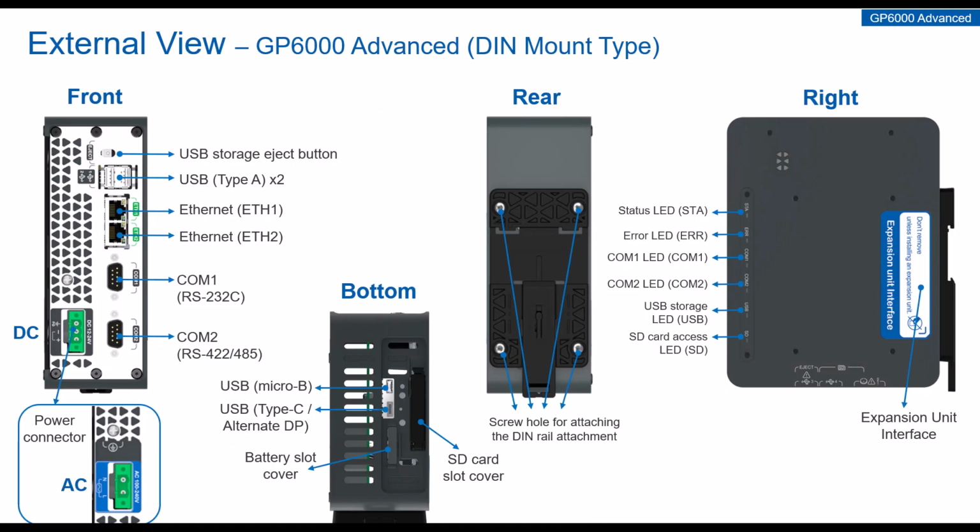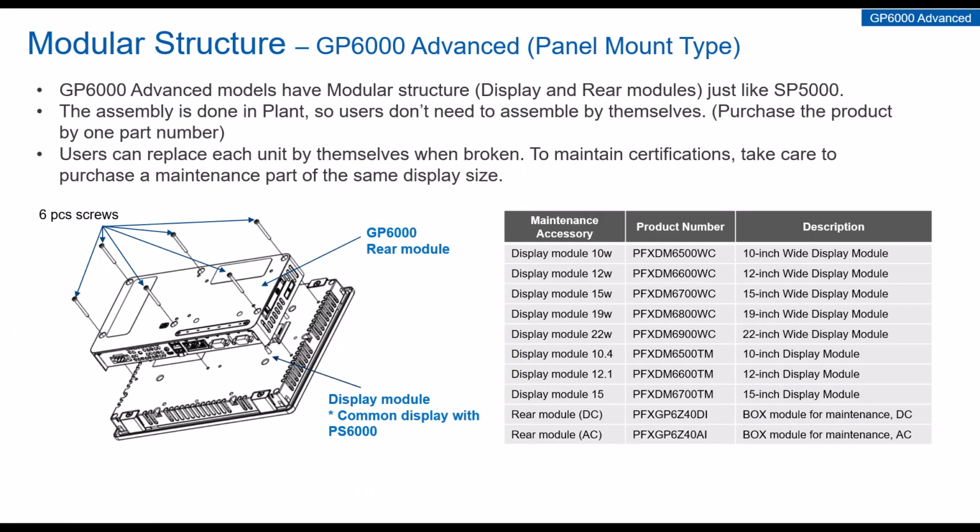Okay, here's that DIN unit. One thing to note on the DIN unit, of course, is the USB Type-C here coming out the bottom. Again, feel free to pause the video if you want to take a further look, but this is fairly self-explanatory.